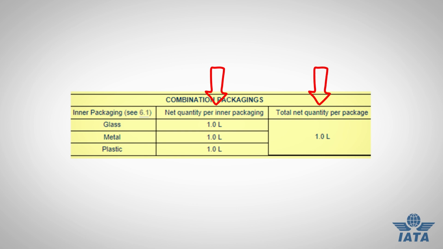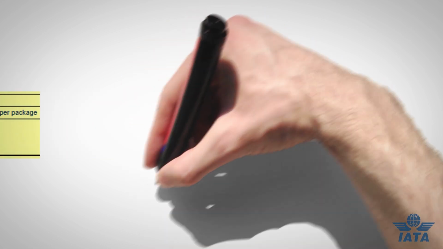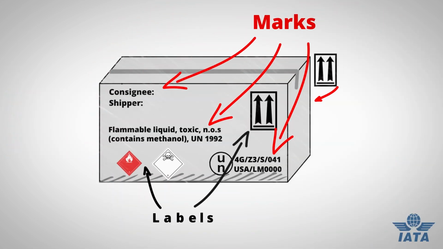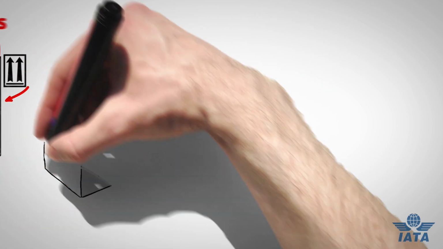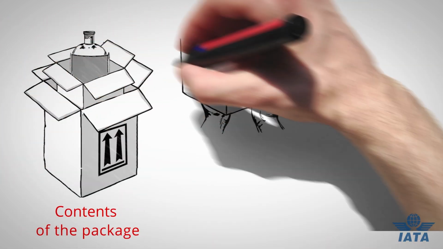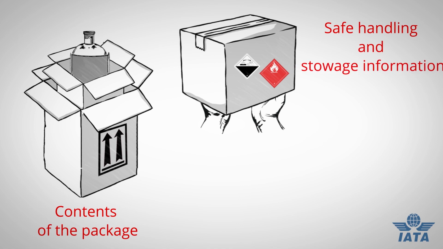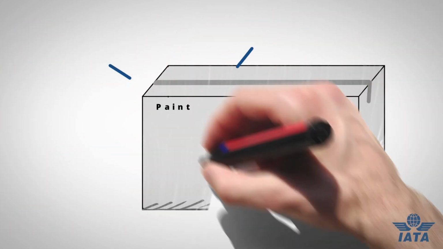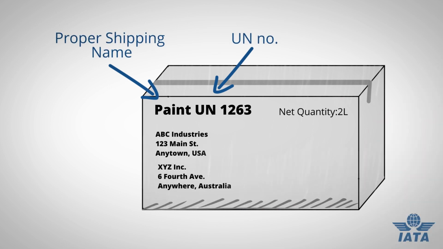The package of dangerous goods is marked and labelled according to Section 7 of the IATA Dangerous Goods Regulations. This involves indicating the contents of the package, providing safe handling and stowage information, and indicating the nature of the hazard. The shipper must indicate the proper shipping name, applicable UN or ID number, full name and address of the shipper or consignee, and all other additional markings specified in the regulation.